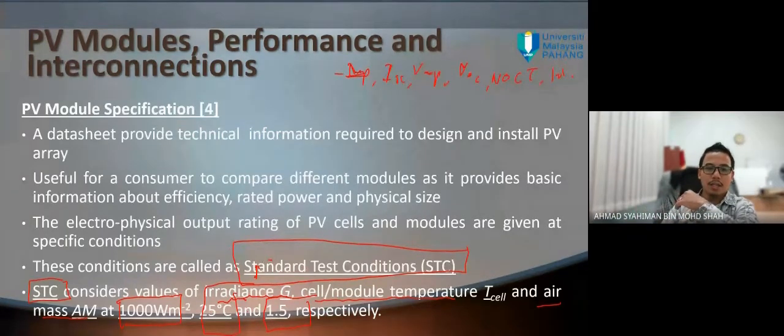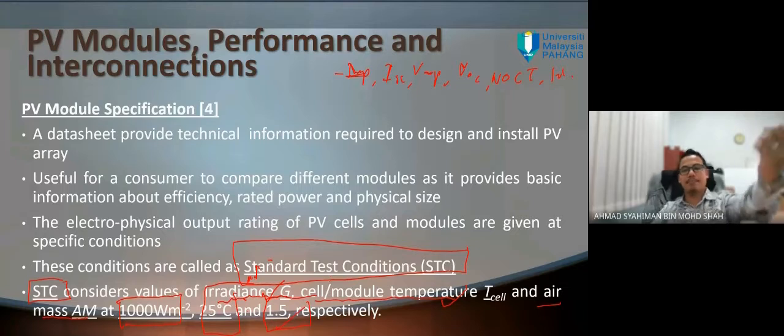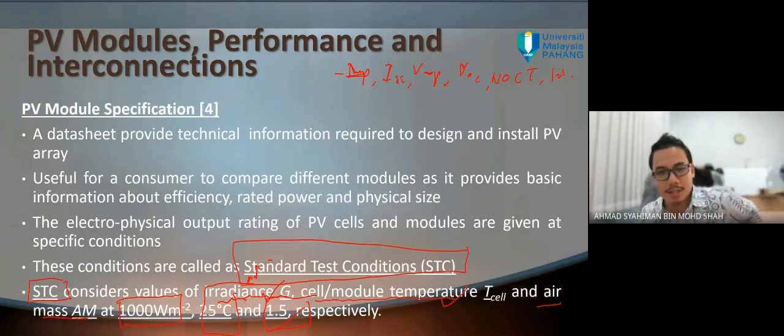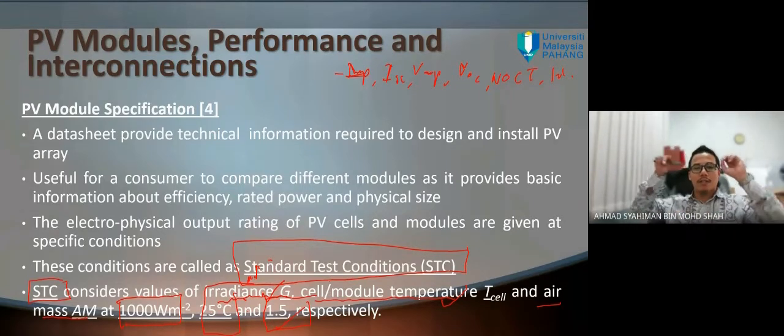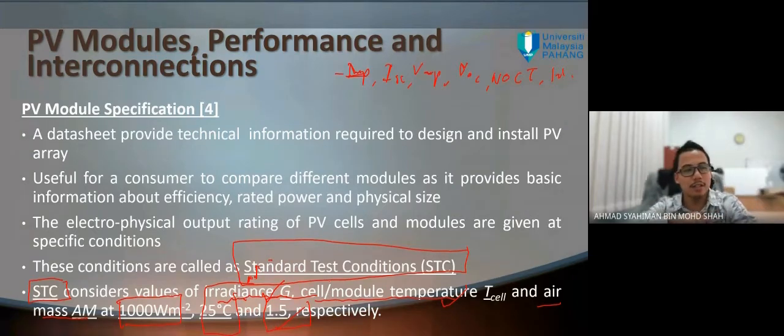Okay. Irradiance 1000, temperature 25 degrees C, cell temperature, bukan ambient temperature but cell temperature, and the air mass of 1.5 AM. Okay. So this is the standard test condition, refer to this.